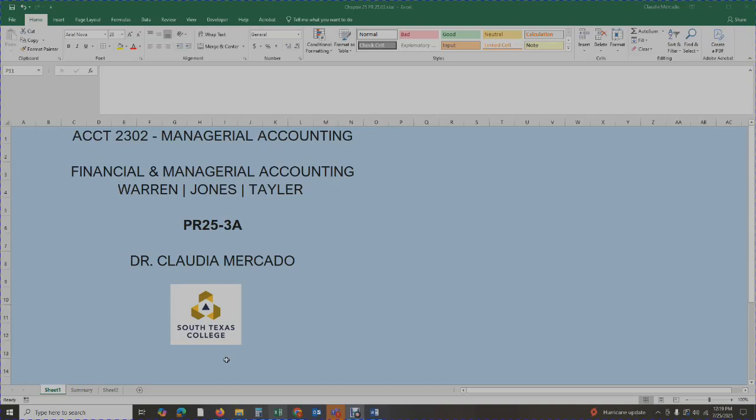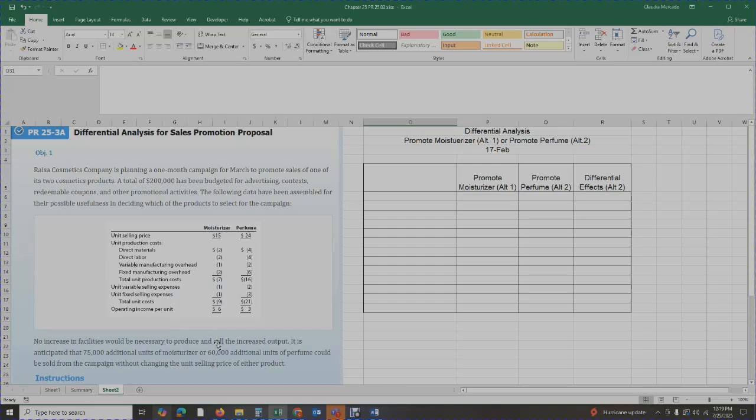Okay. Now, it's very important, like always, to read. This particular problem deals with differential analysis for sales promotion proposal. I love these kinds of problems because you get to compare two different options, and then based on the outcomes, you get to choose the option that works best for the company. So this is something that you can apply to any business sector. If you are unsure about a decision that you have to make, you don't have to guess. You can run the numbers, and that will give you the best option for you. So this is something that is very applicable to any business.